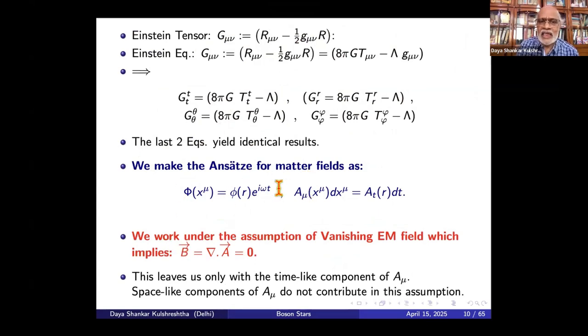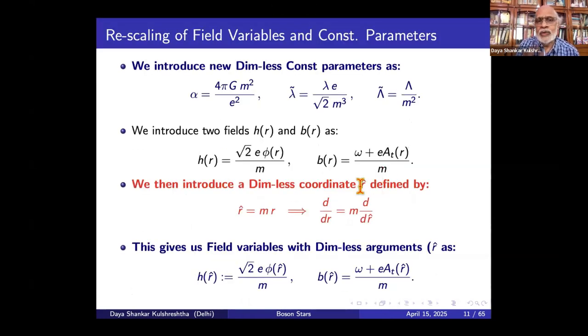An important ansatz that we make for the matter fields is phi expressed in terms of this, and A mu dx mu is A(r) dt. So we work under the assumption of vanishing electromagnetic field, which implies divergence of A equals 0. This leaves us only with the time-like component of A mu. Space-like components of A mu do not contribute in this assumption. Now, you see, in this theory, we have some constant parameters which are dimensionful, and the field variables H and B are also dimensionful. A and N are dimensionless.